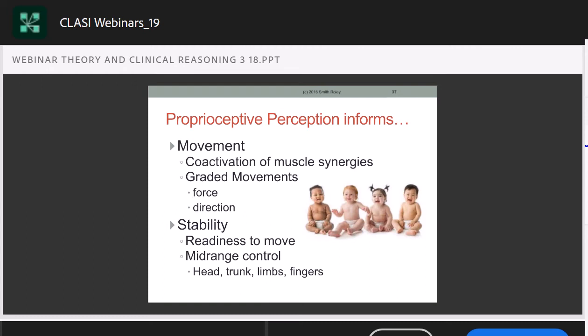The proprioception guides us into the understanding of what happens with movement, both from a mobility perspective, but also stability. So how well is he able to move in a graded fashion in terms of the force and direction? This was problematic for him. And how well was he able to hold still and keep his body in place in a nice upright fashion? Again, problematic for him.